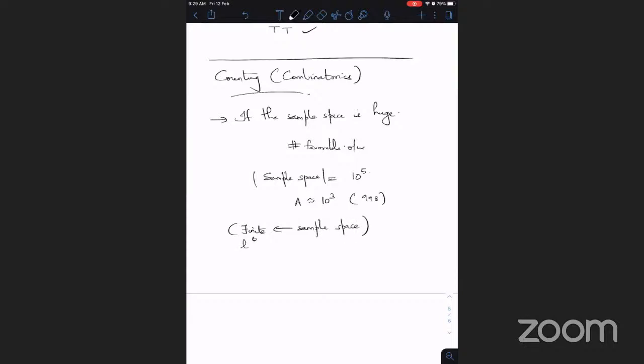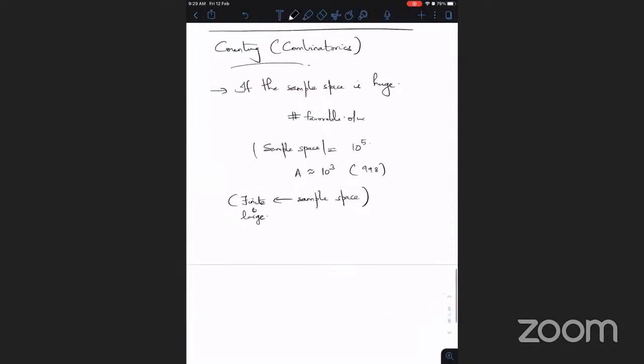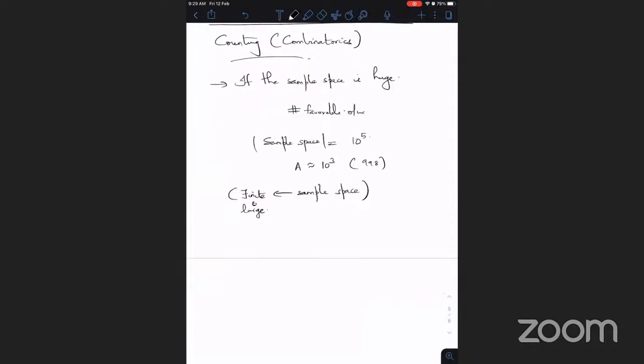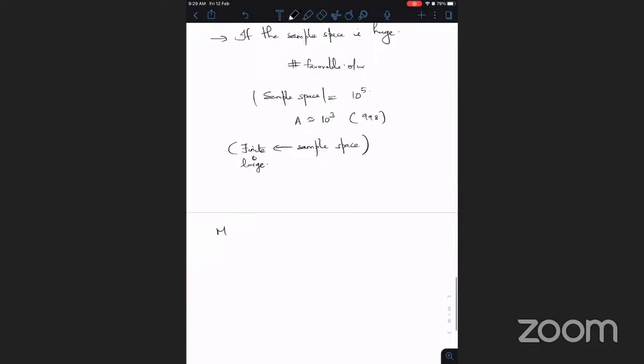And large. It need not be large. It can even be applied to cases when the sample space is small. Okay, that's the motivation. Now let's see what the multiplication rule is.